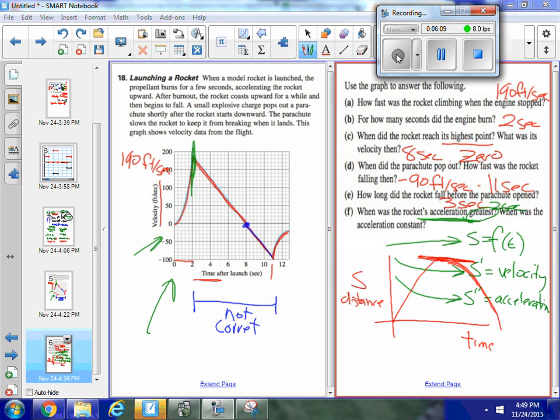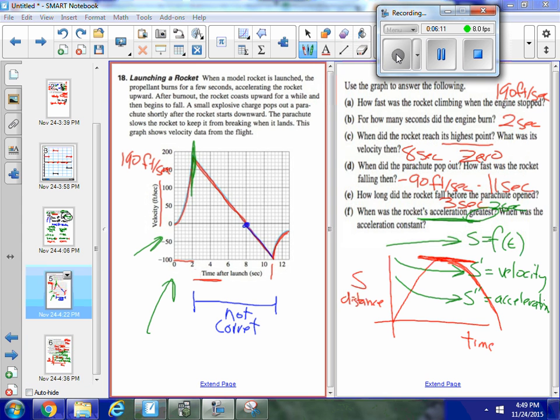When was the acceleration constant? Well, if you look at right here, the slope of this line right here is a constant. It's a constant slope, it's linear. So the acceleration was constant when the rocket was in free fall from 2 to 11 seconds. So 2 to 11 seconds was when the acceleration was constant.